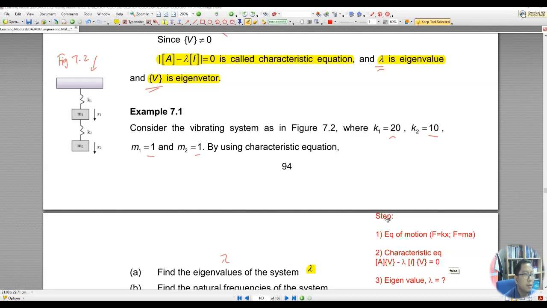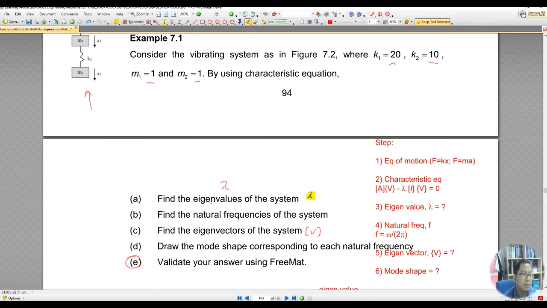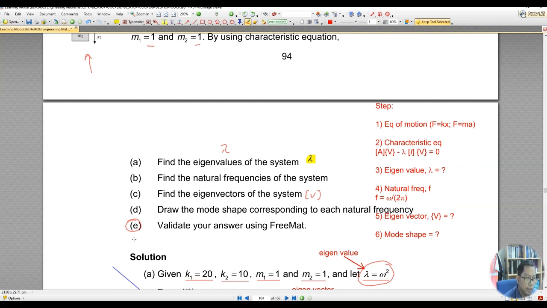Class, we continue on example 7.1. The question asks you to consider the vibrating system as in figure 7.2, where K1 is 20, K2 is 10, M1 is 1 and M2 is 1. By using the characteristic equation, the questions are: A, find the eigenvalues; B, find the natural frequency; C, find the eigenvectors of the system; D, draw the mode shape; and last, E, validate your answer using free map. We go one by one.